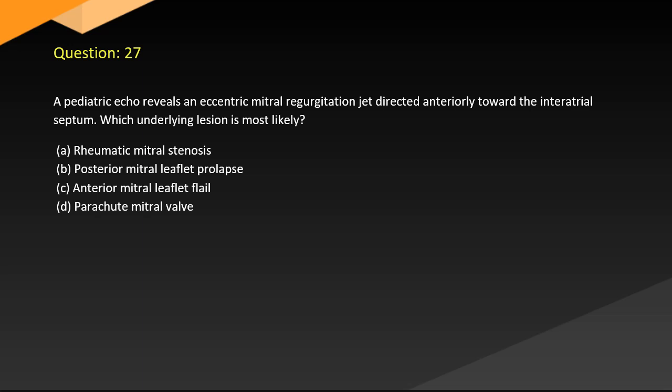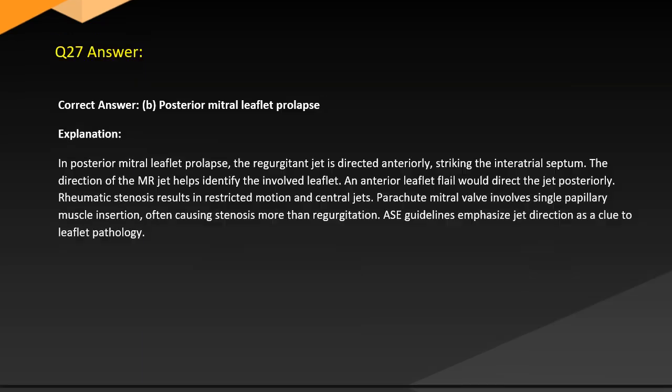Question 27. A pediatric echo reveals an eccentric mitral regurgitation jet directed anteriorly toward the interatrial septum. Which underlying lesion is most likely? A. Rheumatic mitral stenosis. B. Posterior mitral leaflet prolapse. C. Anterior mitral leaflet flail. D. Parachute mitral valve. Answer. Correct answer. B. Posterior mitral leaflet prolapse.